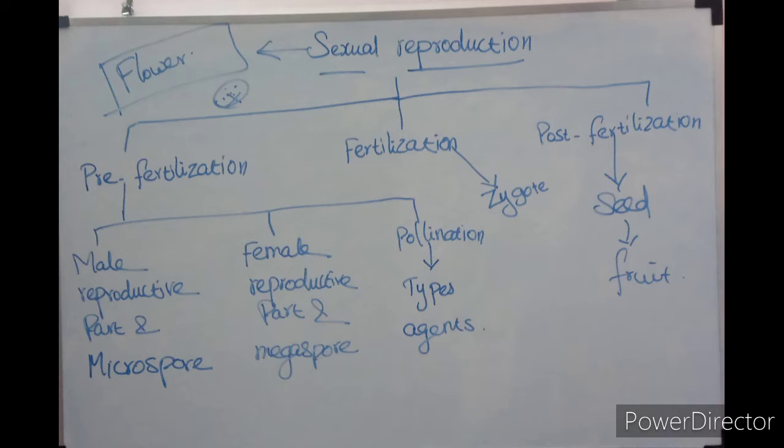In our mind map, the first thing we have to study is the flower, the parts of the flower. We have to study what the parts are in the flower, the reproductive part of the plant. Then the sexual reproduction will be divided into 3 stages: pre-fertilization, fertilization and post-fertilization. First stage is pre-fertilization, before fertilization. Then fertilization and next post-fertilization.